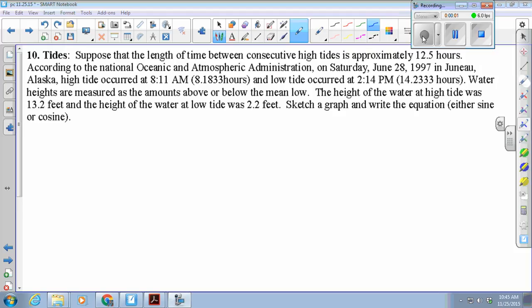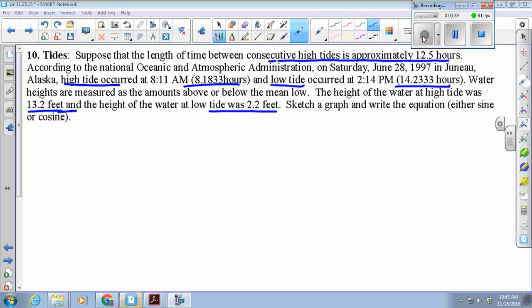Tides. We want to write a trig function for the tides. In this case, they tell us, and I'll let you read this yourself, that consecutive high tides are approximately 12 and a half hours apart. As you go through and read it, it gives a whole lot of information, but the high tide occurs at 8.1833 hours, and low tide occurs at 14.2333 hours. The height is 13.2 feet at high tide, and low tide was 2.2 feet.